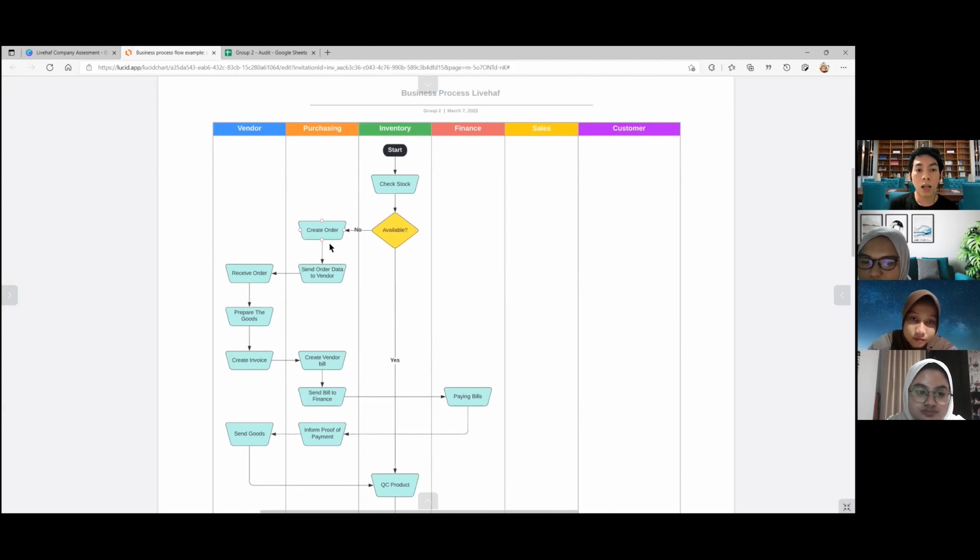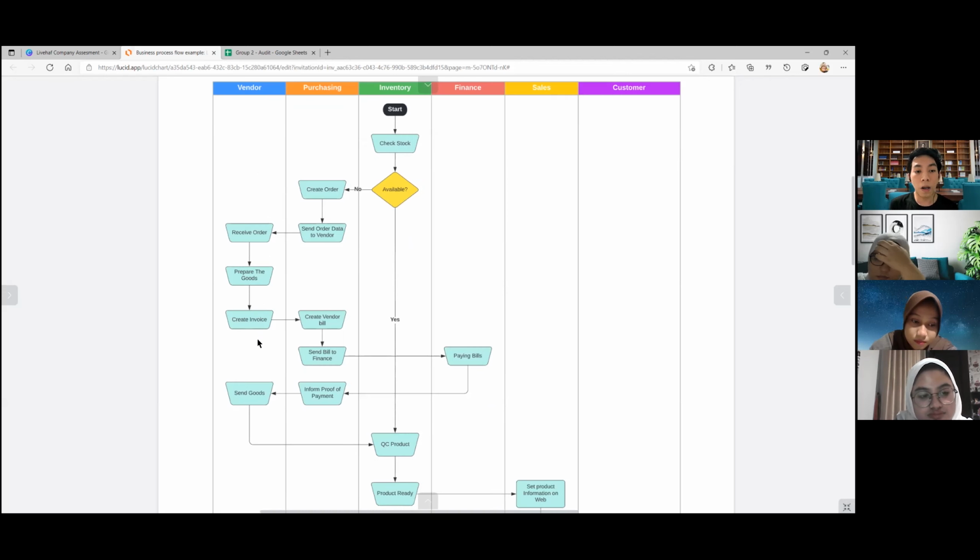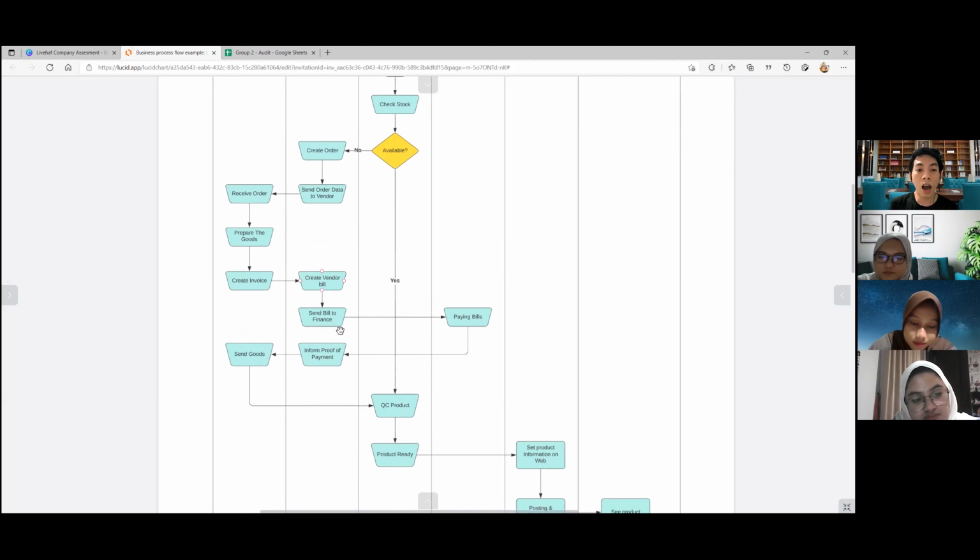After creating the order, purchasing sends the order data to the vendor, and the vendor receives the order from purchasing. After receiving the order, the vendor sees the order information, meaning what order came from Livehaf. Then the vendor prepares the goods and creates an invoice to Livehaf. Purchasing gets the invoice and creates a vendor bill. After creating the vendor bill, purchasing sends the bill to finance so that finance pays the bills.